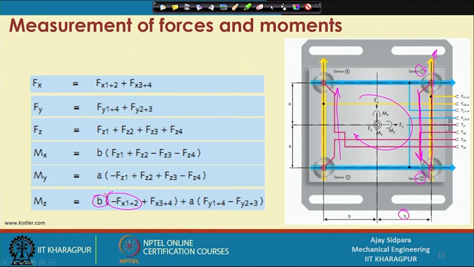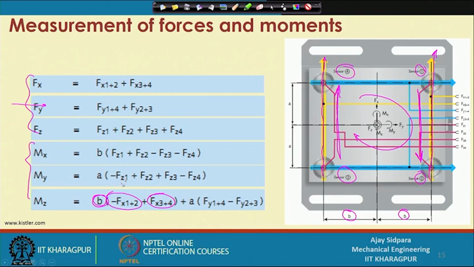This is the B distance, and then the movement is in this direction, and your force direction is also in this direction. So sensors number 4 and 3 are positive, and both are located at a B distance. So you can see that this way you can measure the cutting force in the X, Y and Z directions, and the movement in the X, Y and Z directions, by this type of calculation.